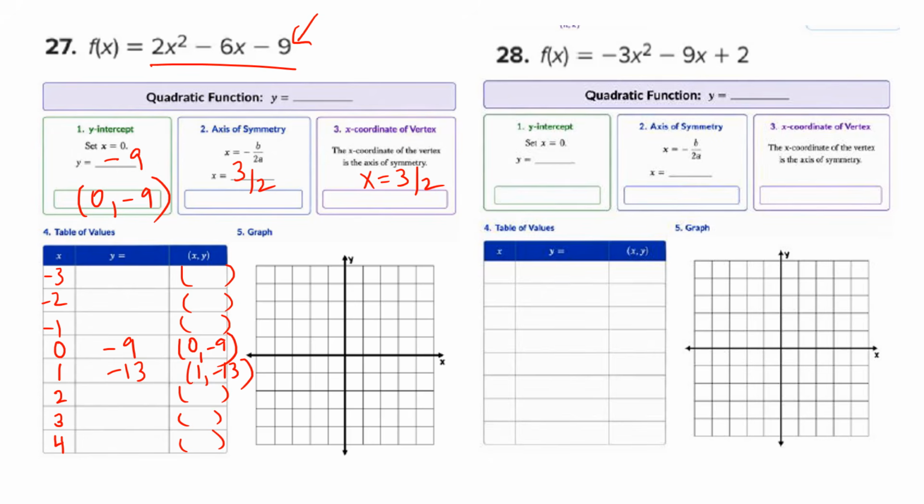For example, 0 comma minus 9 means x is 0, y is minus 9, so it will be somewhere at the bottom. And x is 1, y is minus 13, again it will be at the bottom. So you can draw all the points, join them, and you will get your graph. Okay, similarly you will complete the other table. This is how the table of values has to be done and you will complete your graph.